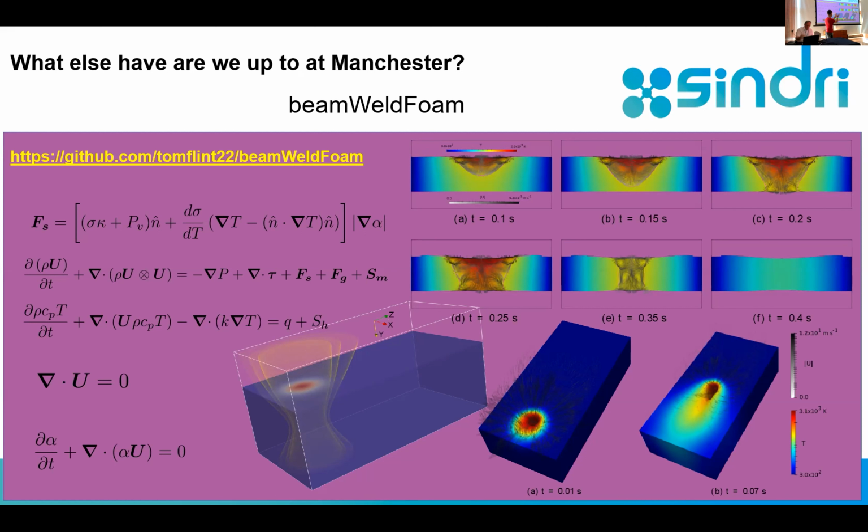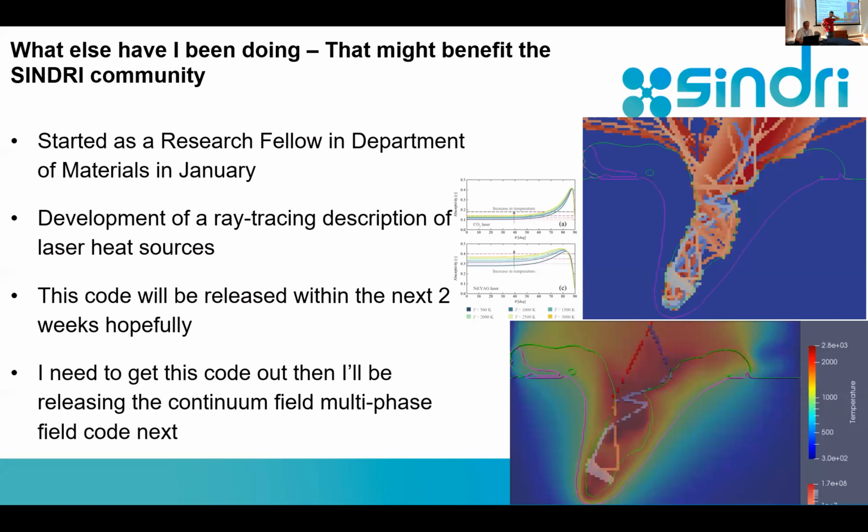It has a different heat source description, and this is the code that the phase field one is built on top of, the single component one. So that's some stuff I do as well. And the ray tracing, some good ray tracing discussions last night. The other thing that we're going to release is this open source ray tracing code. Our group's interested in anything to do with hot metal, basically. If it's hot, we're interested.